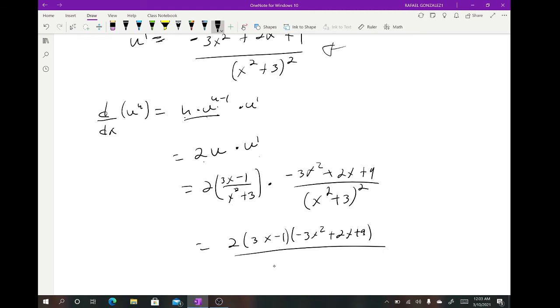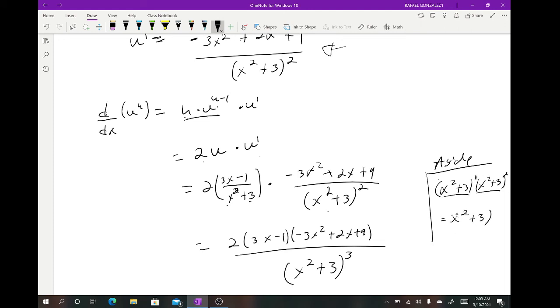Notice that I have x squared plus 3 in the denominator times 2 of them. So this is just x squared plus 3 cubed. That's because we have this aside. In the denominator, we have x squared plus 3 times x squared plus 3 squared. So if we have the same base, we add up their exponents. So that's equal to x squared plus 3 cubed. Okay?